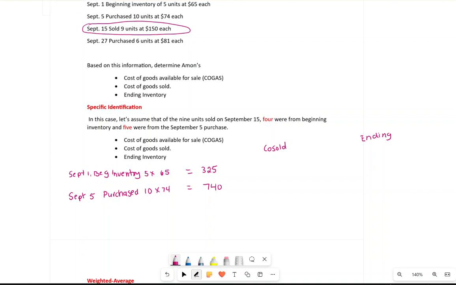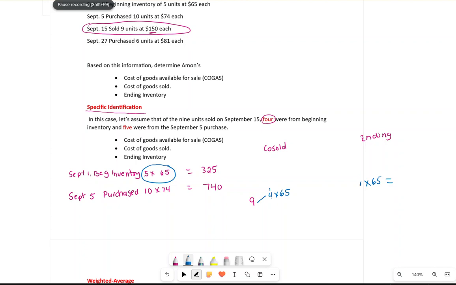They told us we sold 9 units, so that is my selling quantity. We want to know the cost of those units that we sold. Under specific identification, let's assume that of the 9 units we sold on September 15, 4 were from the beginning inventory. So 4 units are sold out of this one. At $65, if I had 5 units and I sold 4, I have 1 unit at $65 left.